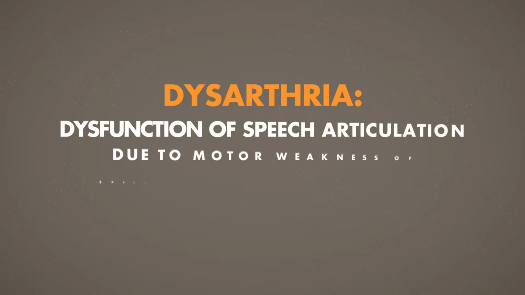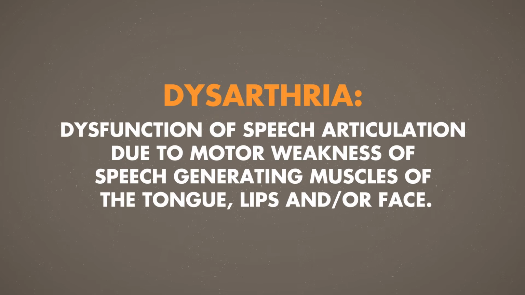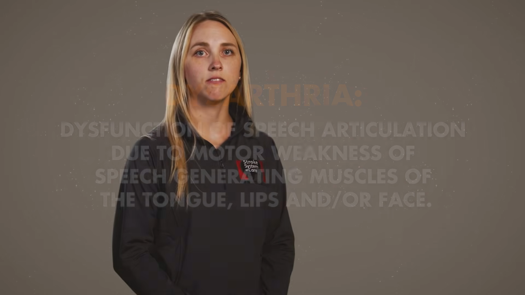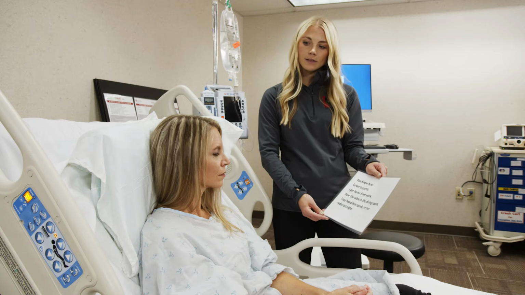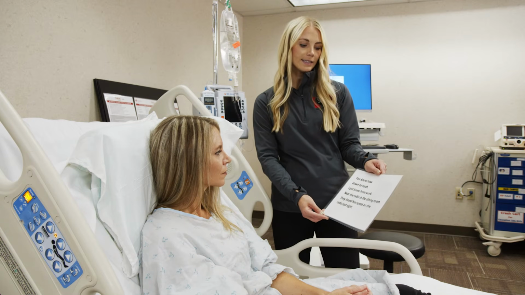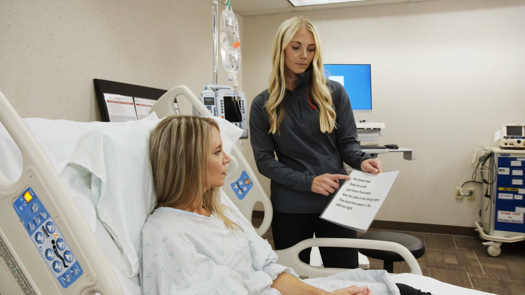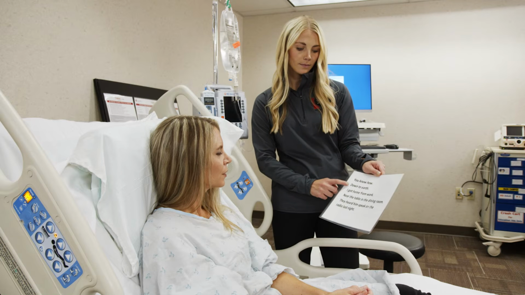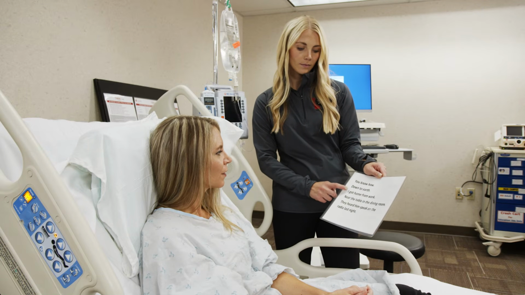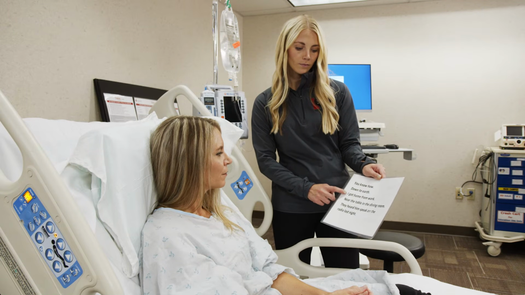Next, we assess for dysarthria. This is dysfunction of speech articulation due to motor weakness of speech-generating muscles of the tongue, lips, and/or the face. If the patient says the correct words but they are slurred, dysarthria should be suspected. To test for this, have the patient read or repeat sentences shown or spoken to them. Down to earth. I got home from work.